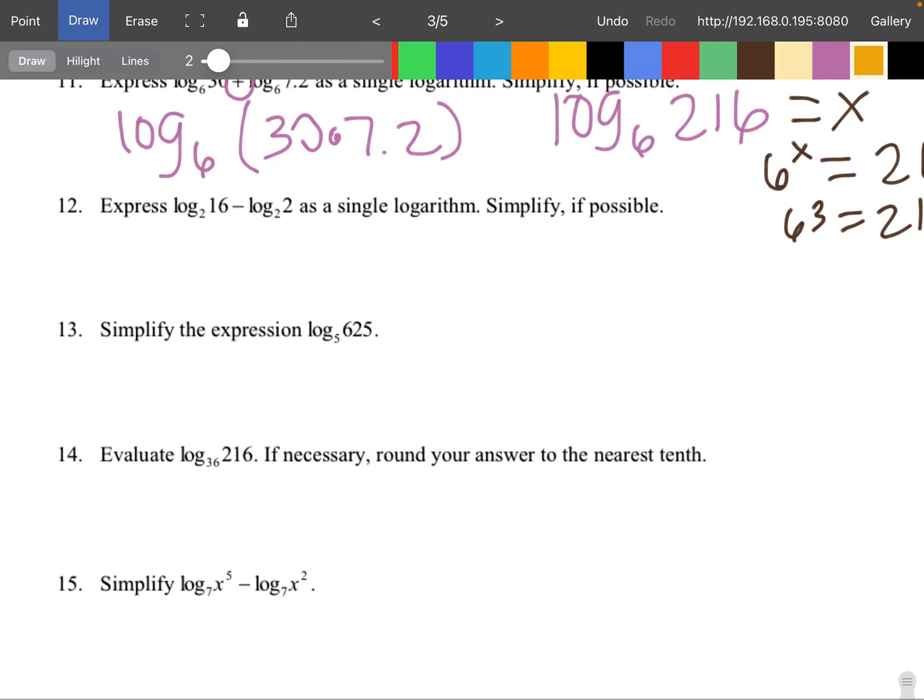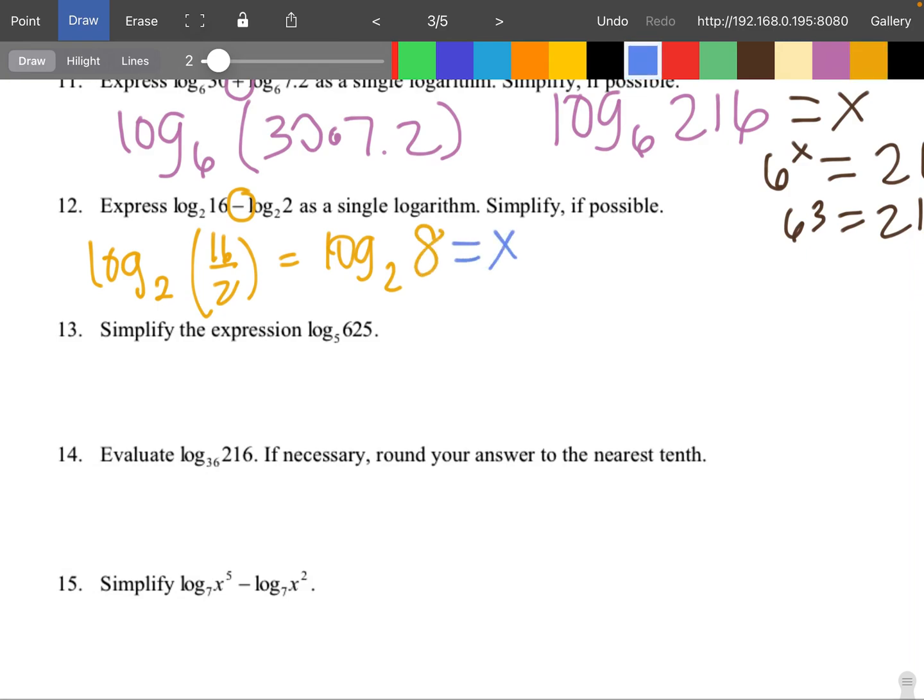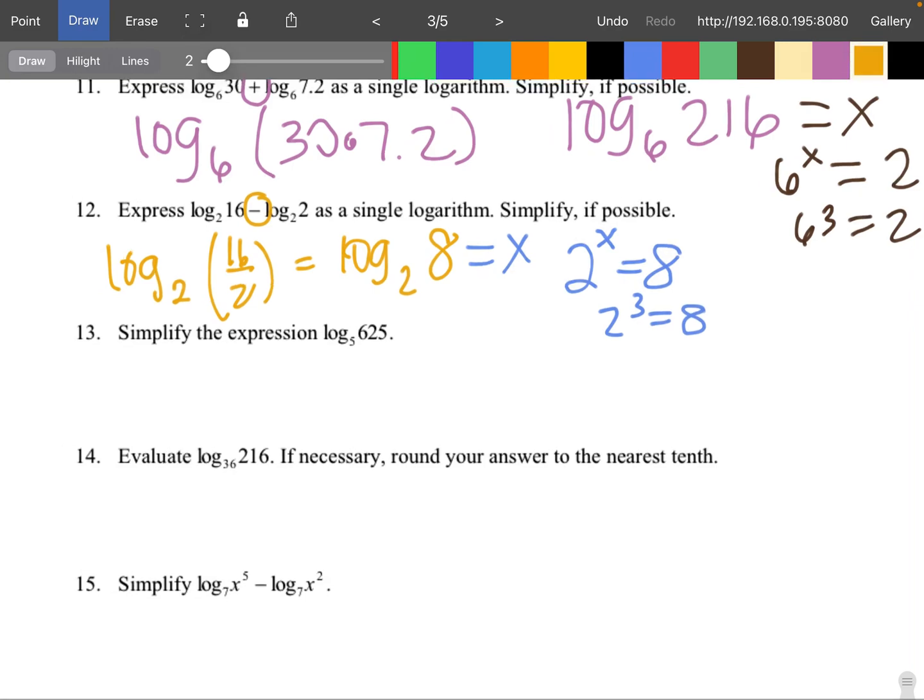So for number 12, subtraction becomes division. So it's going to be log base 2 of 16 over 2, which is log base 2 of 8. And again, we should check to see for some value, base 2 to what power could potentially give me 8? Well, 2 squared is 4, and 2 to the third is 8. So log base 2 of 8 simplifies to 3.